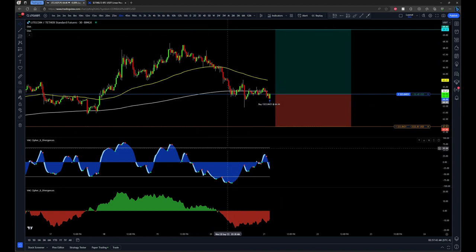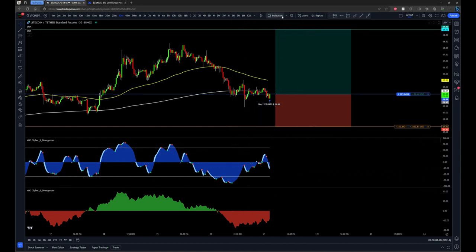So I'm using the Fu Manchu market cipher B plus divergences indicator. I've split it up into two panes just to make it easier to see. The settings are default, but the style is changed. I have two separate Fu Manchu cipher B plus divergence indicators. I've gotten rid of everything except for the money flow on this one, and I've gotten rid of everything except for the momentum waves on this one.